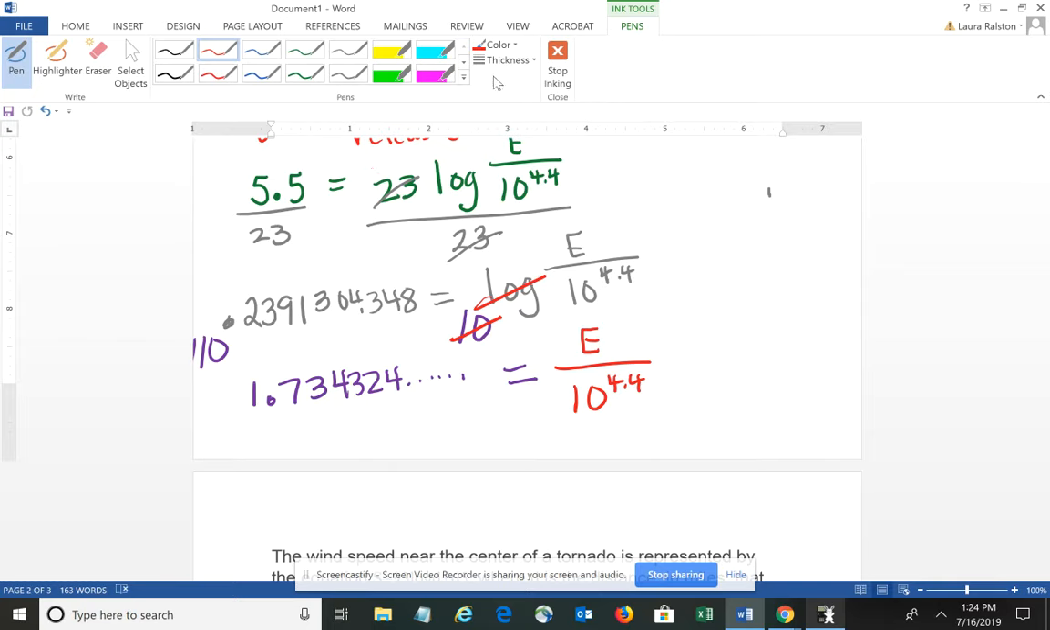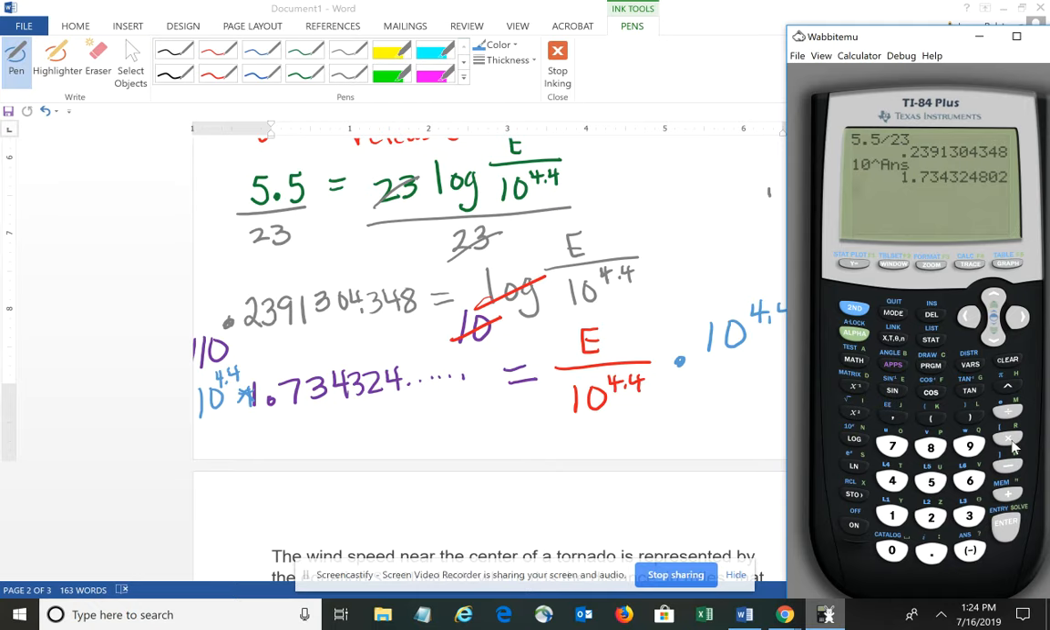Last thing, I'm trying to isolate the e, so the next thing that I want to do is multiply both sides by 10 to the 4.4 power. So when I do that, I have the answer in my calculator. I want to do that times 10 raised to the 4.4. And we enter. Okay, and we get 43,564.